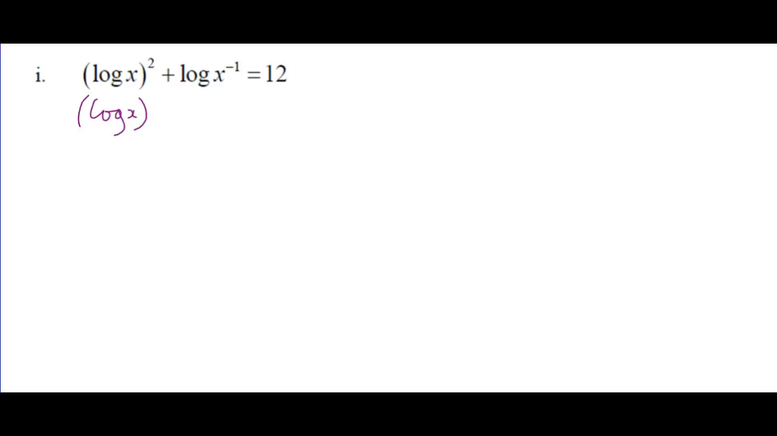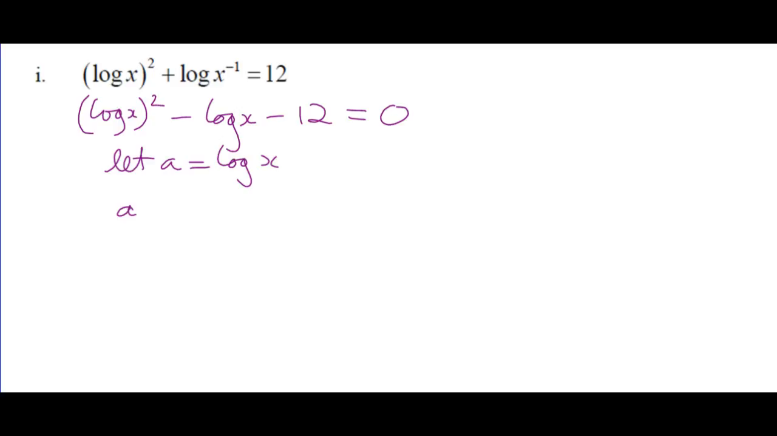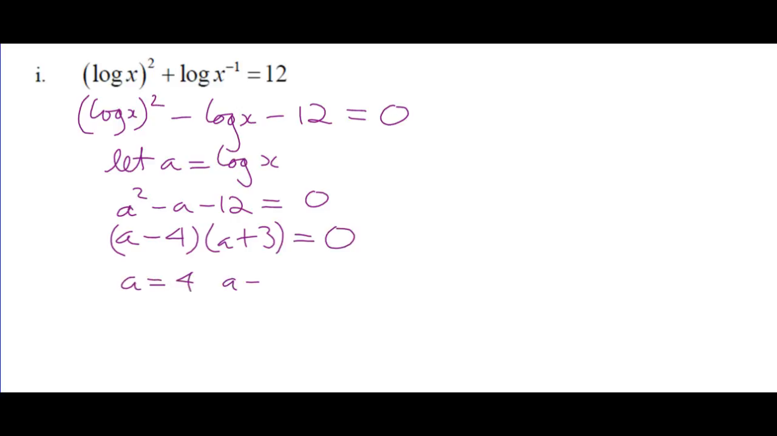So we've got the log of x squared minus the log of x minus 12 is equal to 0. So we have something squared minus that same something minus 12. So it's a quadratic, right? So what are we going to do? We're going to let a equal log x. And we're going to solve a squared minus a minus 12 is equal to 0. So that's a minus 4, a plus 3. So a is equal to 4. A is equal to negative 3.